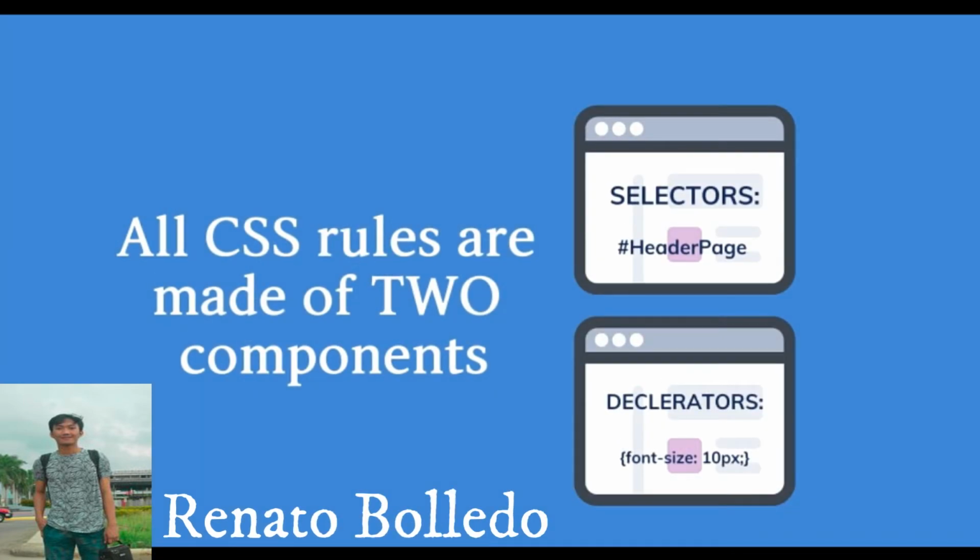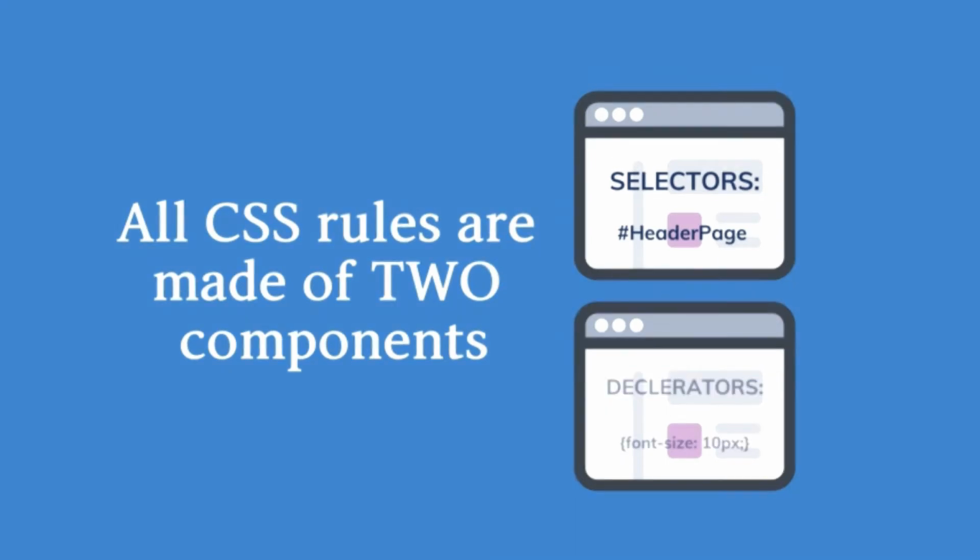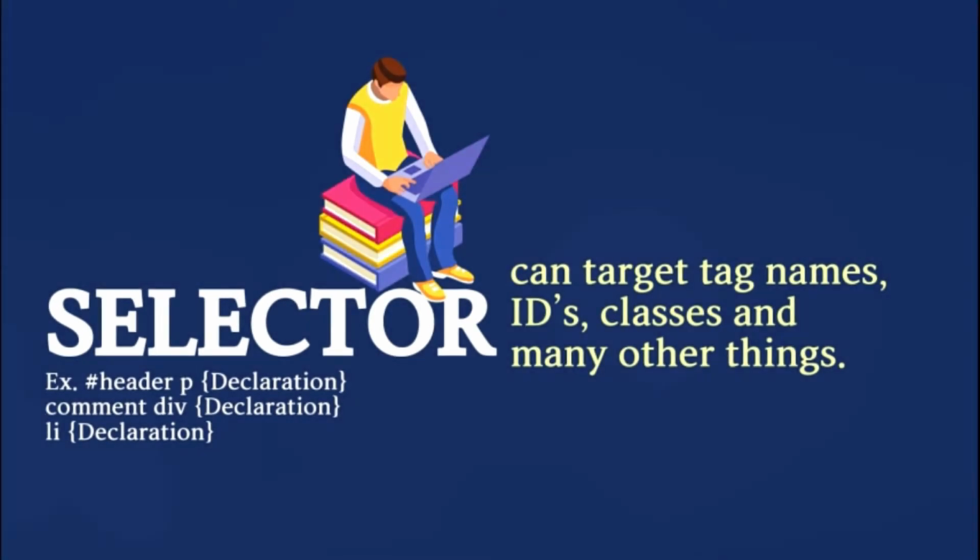So now we have the CSS rules. When it comes to CSS rules, we only have two components: the selectors and the declarations. When we say selectors, this is where we can target tag names, IDs, classes, and many other things. We have here an example of a selector. As you can see, we have a hashtag header p. That is a selector, and inside the curly braces we have what we call the declaration. Now we have another example here of a selector, which is the comment div, and also the li.